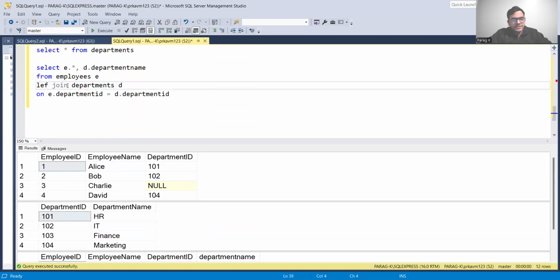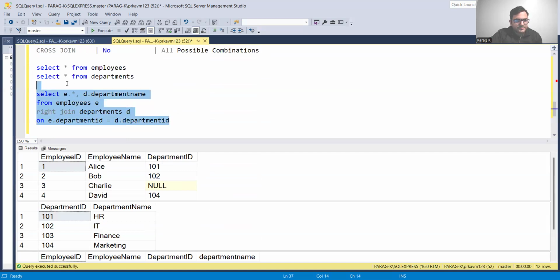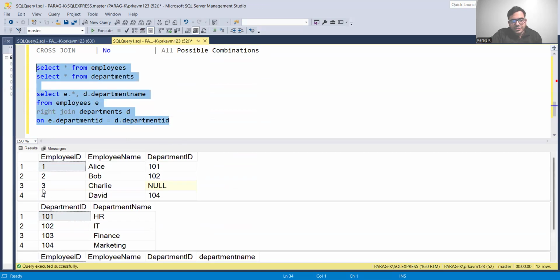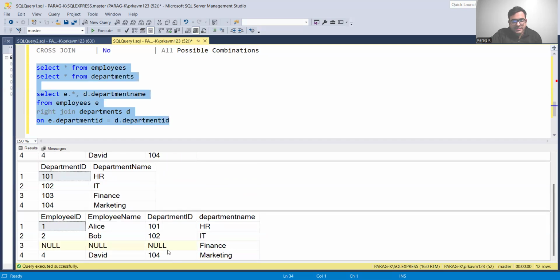Let's go and do right join and see how things come around for this one. Let me run all three and show you. Now here, if you observe, Charlie is not there because there's no matching thing. We have Finance because everything from the right table, which is the department side, is there.